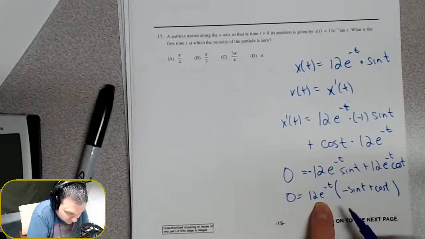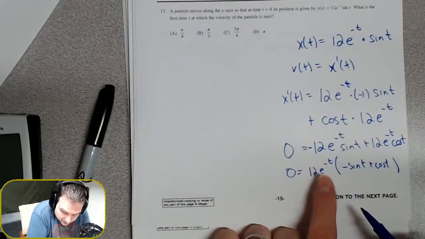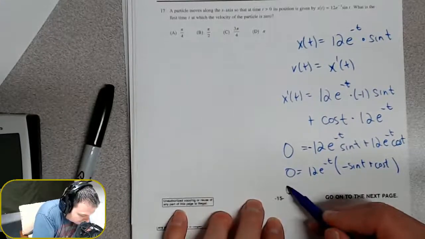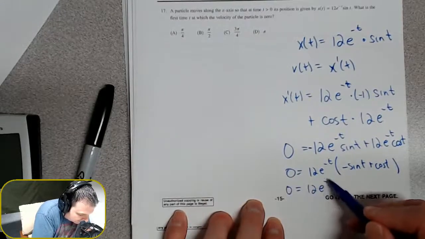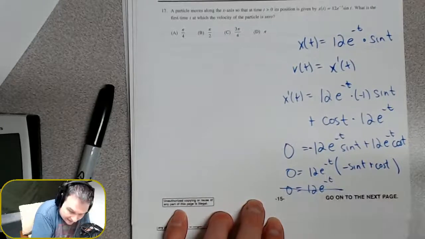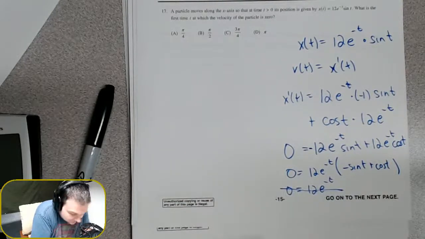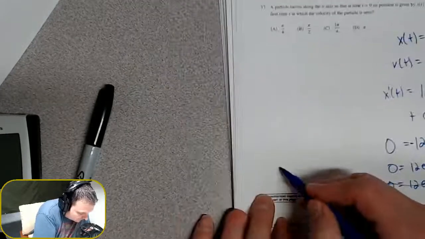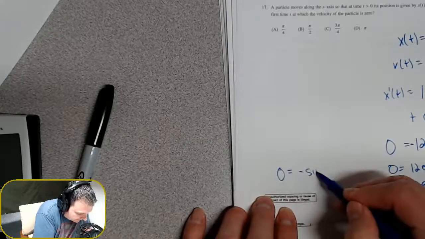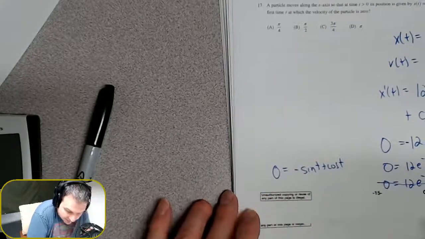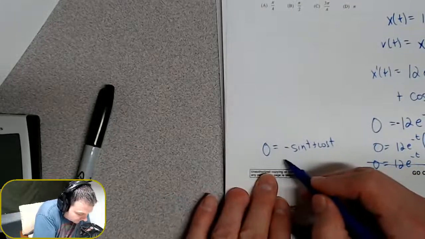So either 0 is equal to that, and hopefully you recognize 0 can never be an exponent. 0 equals 12e to the negative t cannot happen. Exponentials are always above the x-axis. Remember what the graph of e to the x looks like? Or 0 equals negative sine of t plus cosine of t. Now you're saying, without a calculator, how am I going to solve that? Remember, that was a little trick.